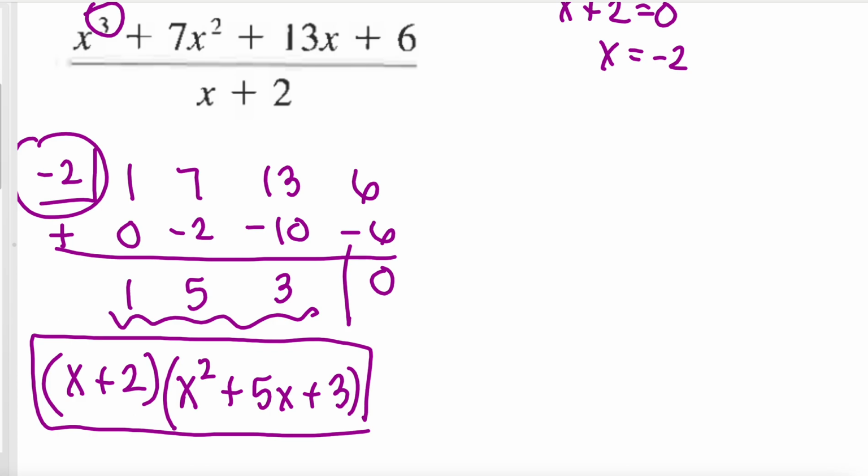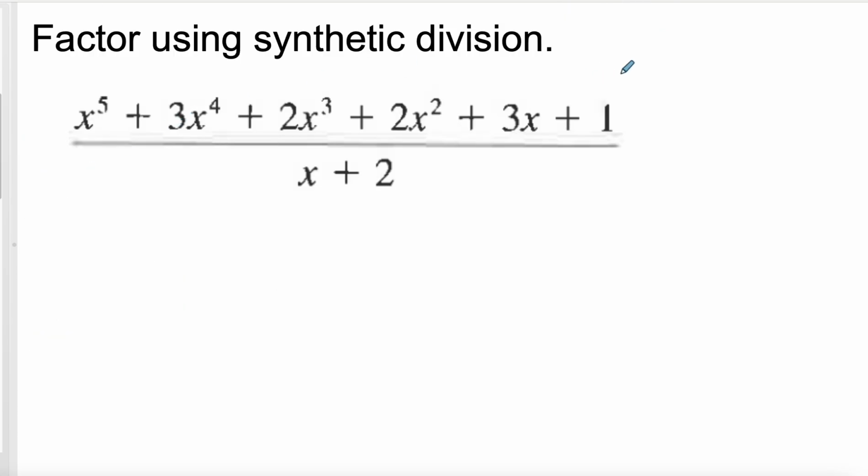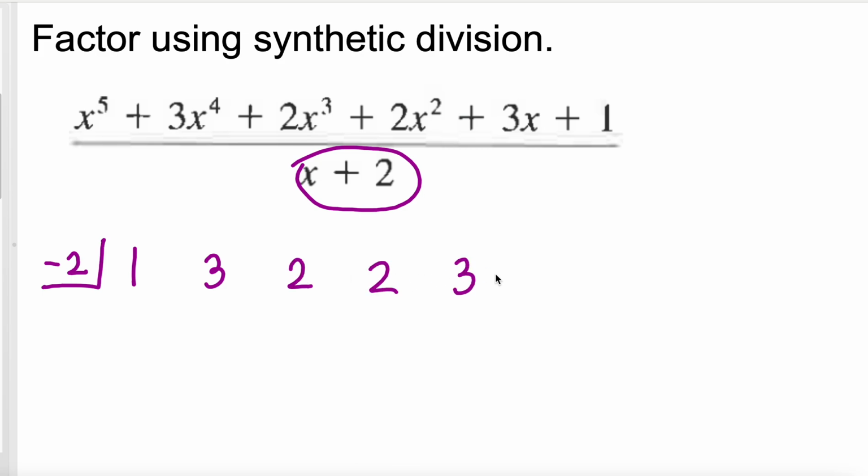Okay, so now let's just practice factoring when it might not end up becoming an actual factor all the way, and you end up with a remainder. Okay, so it says factor. So again, this is x plus 2. If I were to set that equal to 0, my factor would be negative 2. I have 5, 4, 3, 2, 1, 0. So I'm not missing anything. So we have 1, 3, 2, 2, 3, 1.